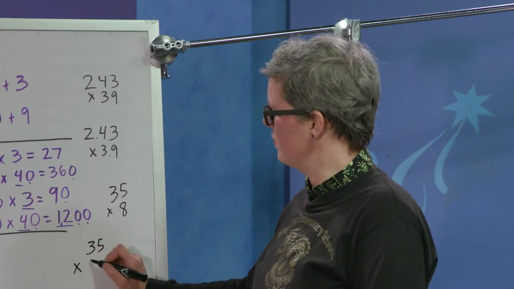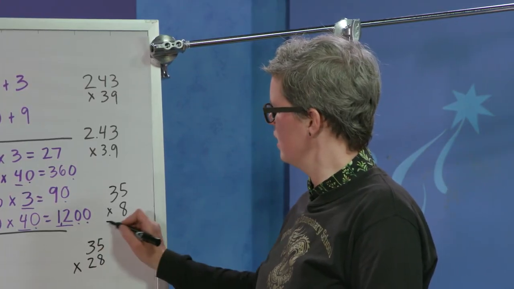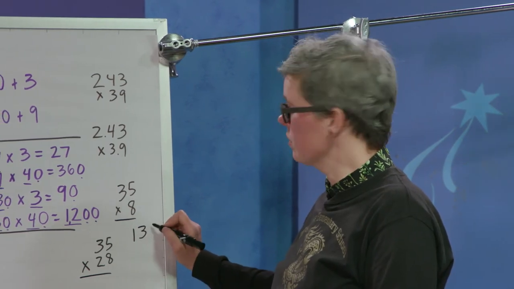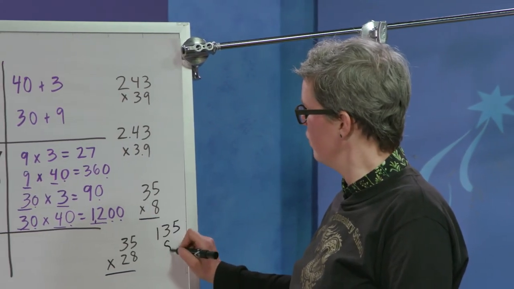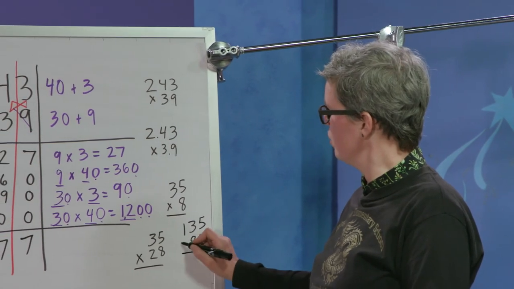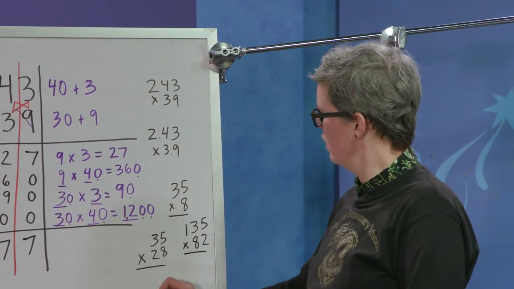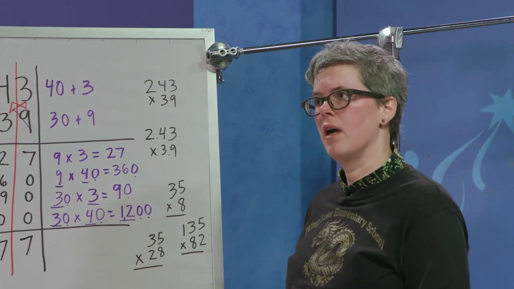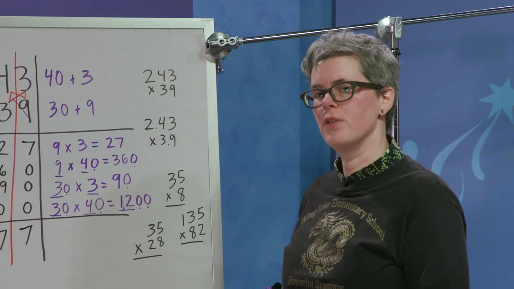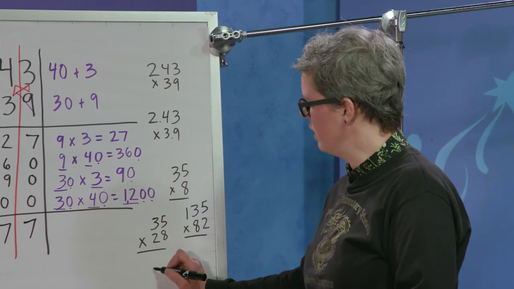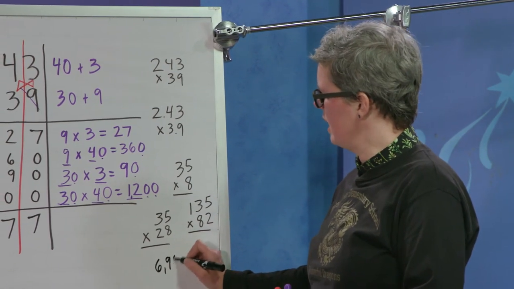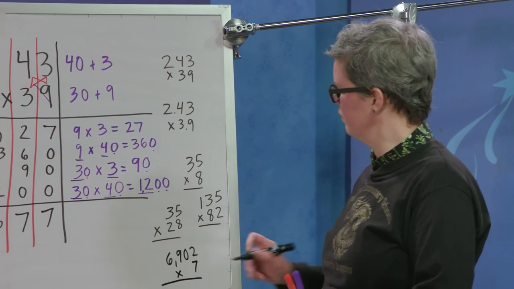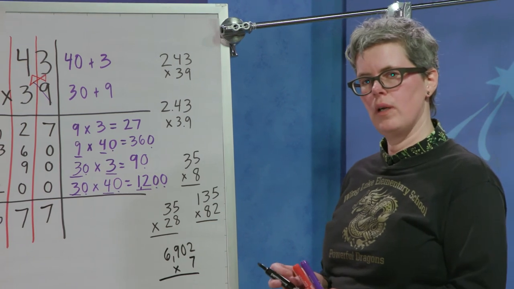You do 35 times 28. How about, especially for fifth graders, 135 times 82? Okay, here's another choice. Generally speaking, fourth graders are taught 2 by 2 digits and then up to 4 by 1 digit. So let's do a 4 by 1. So 6,902 times 7. Okay, so those are some that you can do at home.